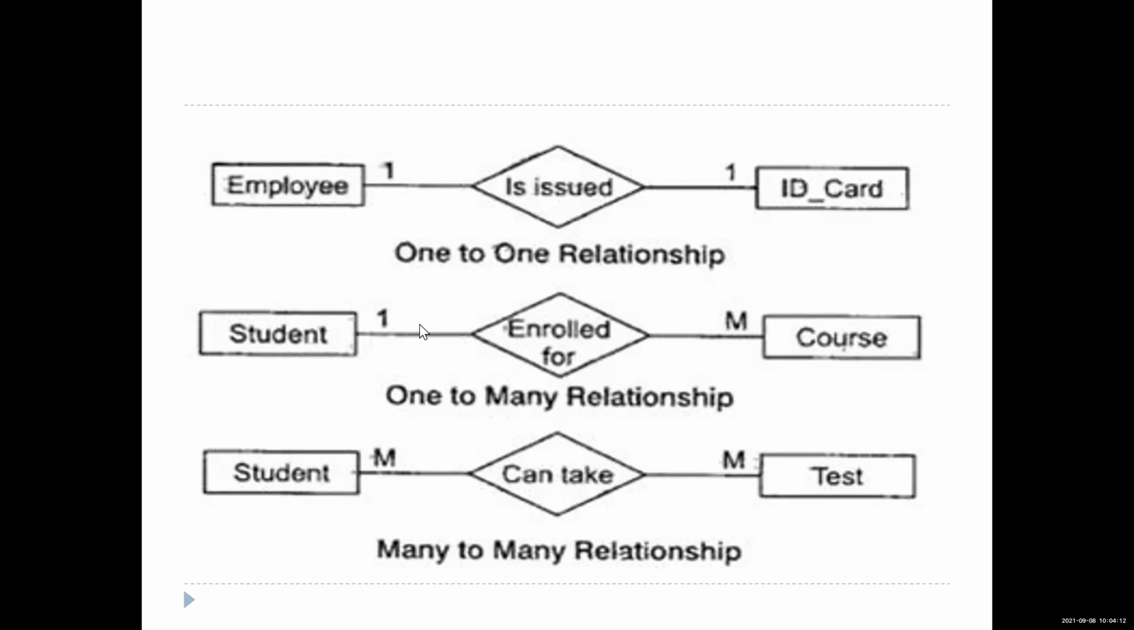Students enrolled in many courses, so one to many. Many students can take many tests. For example, in my subject only, I have taken 4 or 5 quizzes. So many to many relationships are like this. Got it, class? Please draw it, all of you. Done? Yes or no? Yes, ma'am. Doing that. Okay.